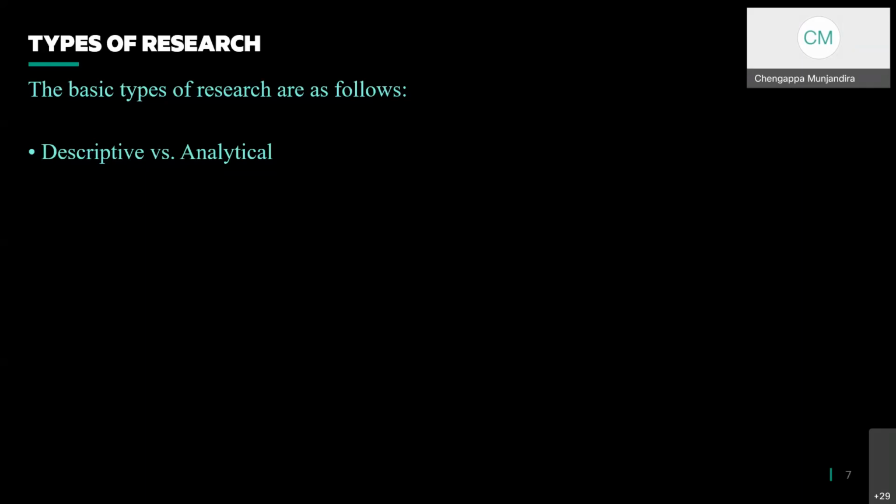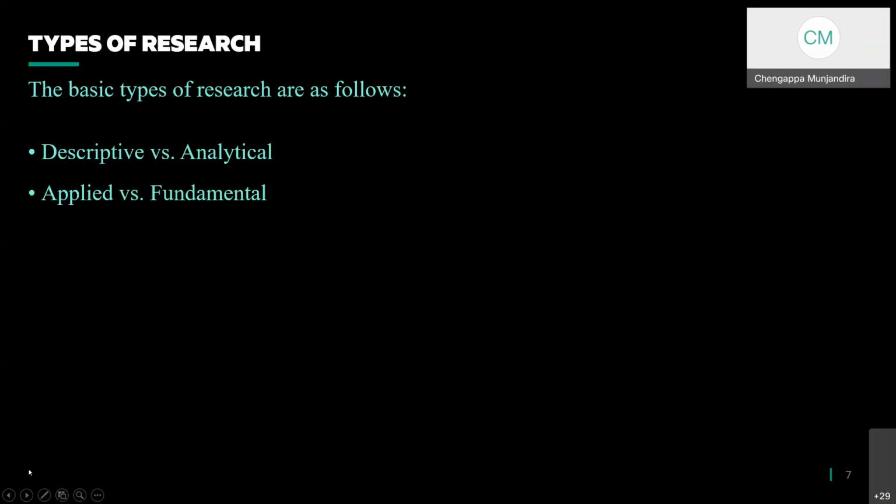The techniques used in descriptive research can be of all kinds, like survey methods, comparative and correlation methods. On the other hand, when we talk about analytical research, the researchers use the facts and information that are already available and analyze these resources to make a critical evaluation of the material. So that is what is classified as descriptive versus analytical research.